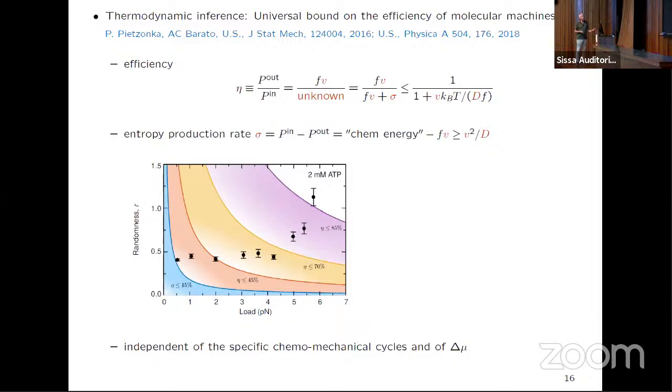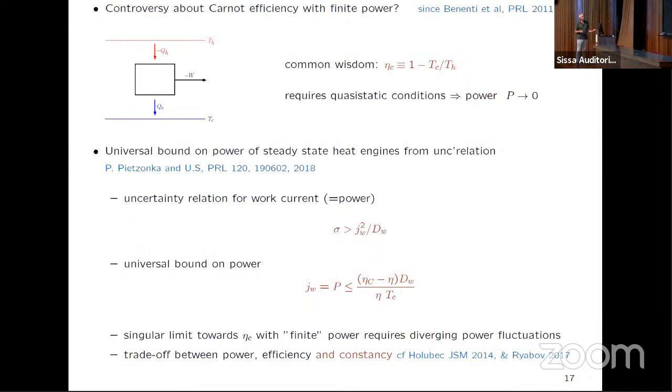Okay, let me show you another example. And that relates to a controversy or debate about whether or not it's possible to reach Carnot efficiency at finite power.